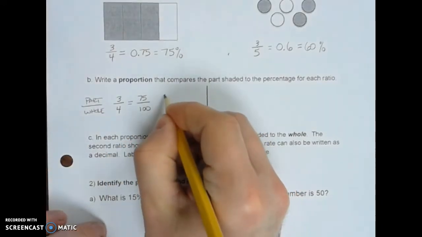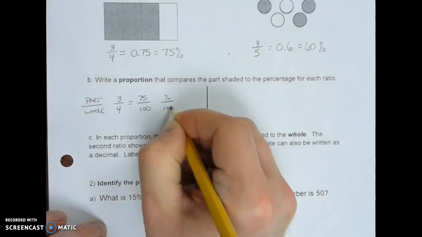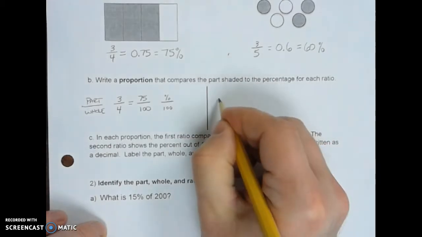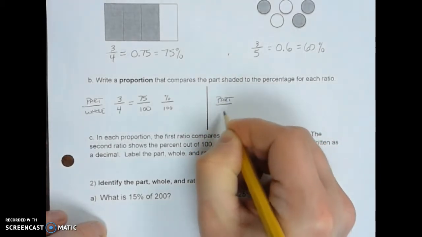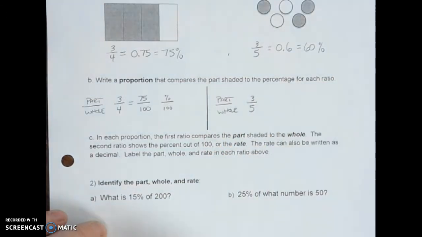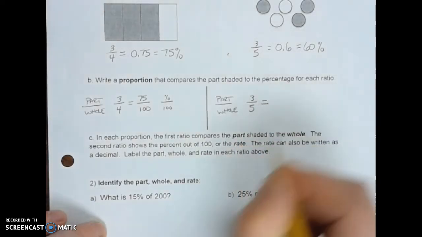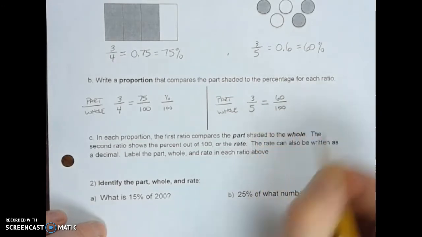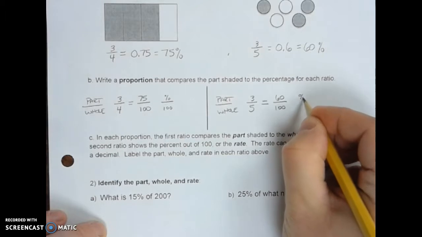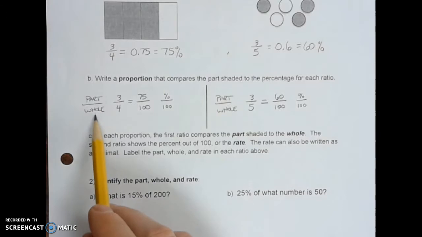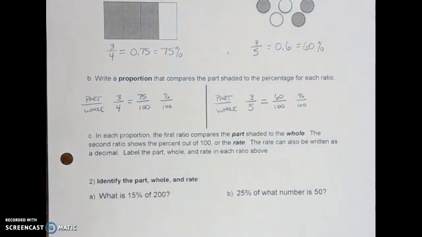In this case, it's going to be our percentage, which is also always out of 100. In the second picture, again, we're comparing the part to the whole, and we saw that 3 out of the 5 circles were shaded in, so 3/5 was shaded in. And as a percentage, that was equal to 60%, which means 60 per 100, 60 out of 100. And so again, this is looking at our percentage out of 100. So part over whole equals the percentage out of 100.